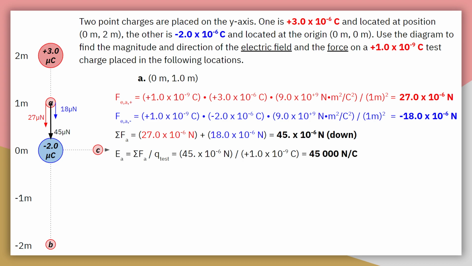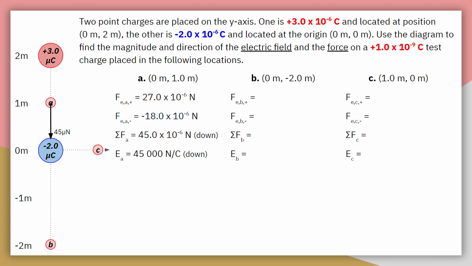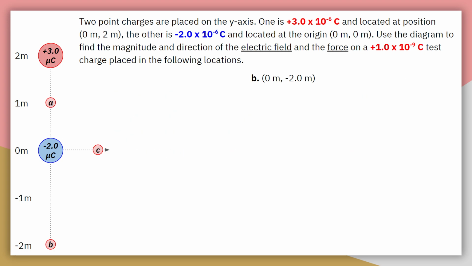To figure out the electric field strength there, we take that net electrostatic force of 45 times 10 to the negative 6 newtons and divide it by the charge of the test charge, giving us an electric field strength of 45,000 newtons per coulomb. I'll update that little data table that we have organizing our thoughts and move on to location B.